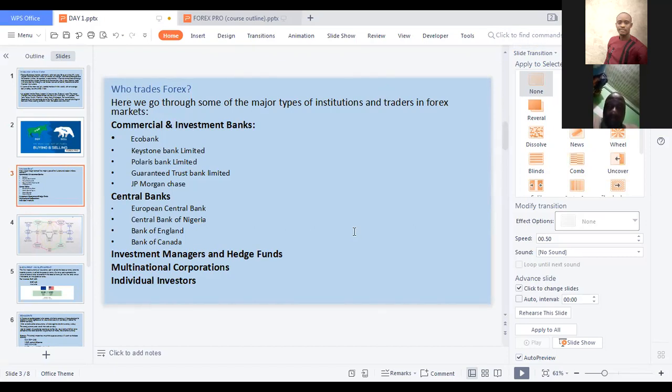Who are the subordinates? The subordinates are Ecobank, Keystone Bank, Guaranty Trust Bank, JP Morgan, and so on and so forth. There are other commercial and investment banks that also trade this business. Now, who else can trade this business? Multinational corporations. There are some firms that will tell you to bring some amount of money, and they are going to trade this business for you. I advise you, it is better if you are here for this training and you understand this business, you don't even need those firms. Are you with me? So that is that.